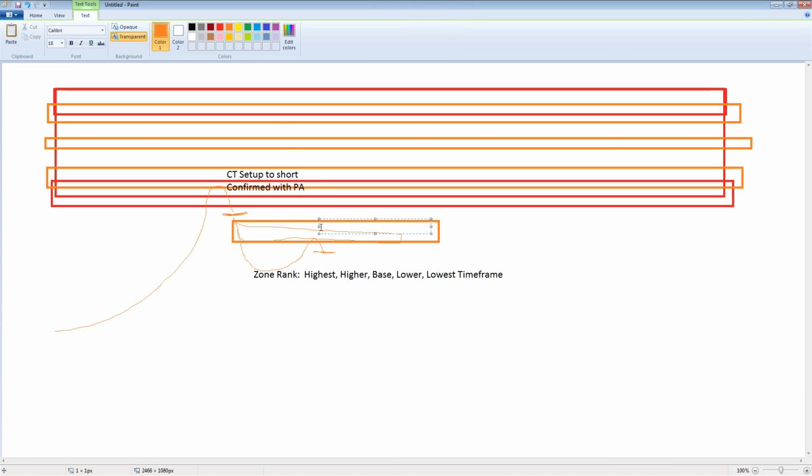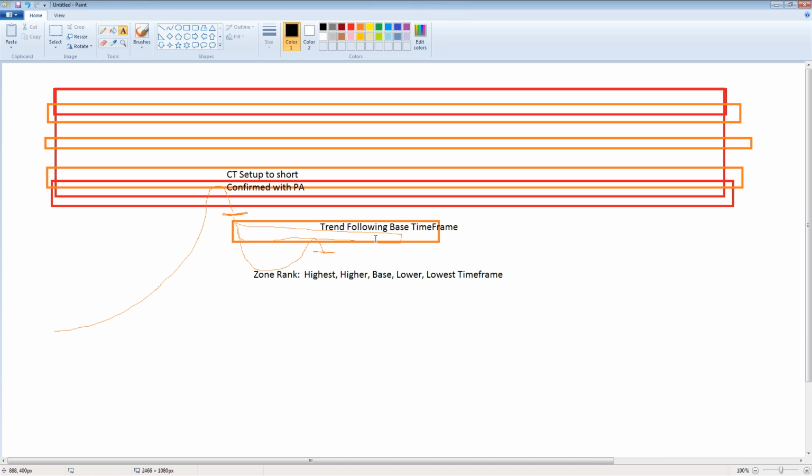And I hope to have all this logic done here by the first of the year, but we'll see. And so this is going to be trend following off of base time frame. That's what's going to plot there. And the reason why we would say all that is because that's exactly what's happened.